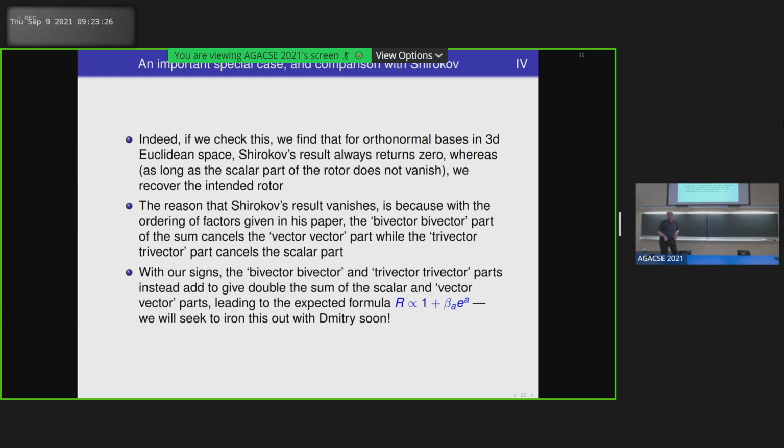R goes like 1 plus beta A here. Now, I'll seek to iron this out with Dmitry soon, but it looks as though one needs to flip the order of the vectors. And of course, what we're doing here extends to non-orthogonal frames. And also we've discovered that there are actually important, genuine cases where it returns 0 and where you need to be careful, and there's an algorithm to get around that.